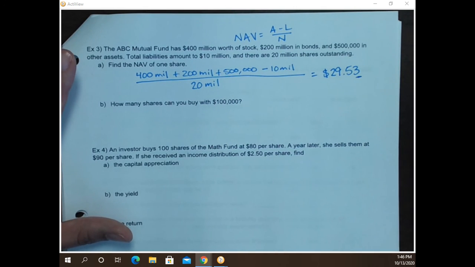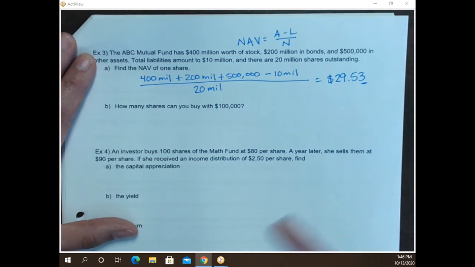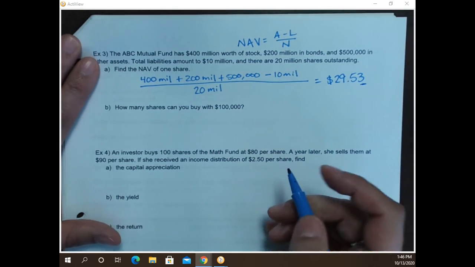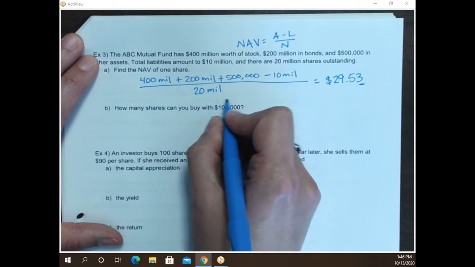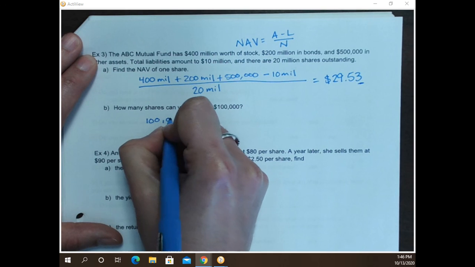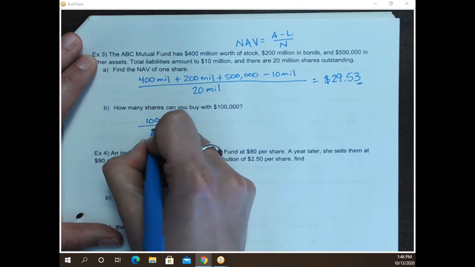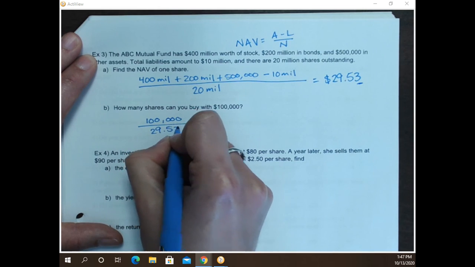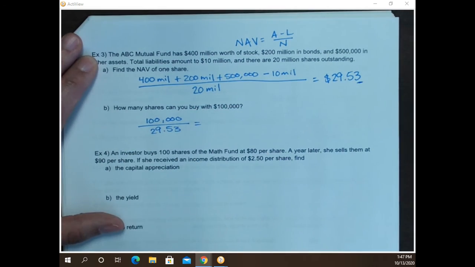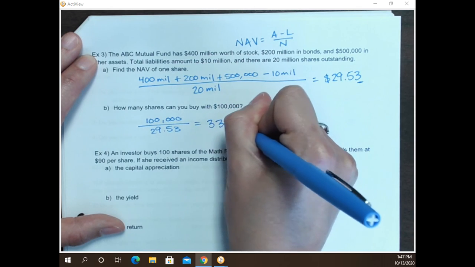The other type of question I'm going to ask you with a problem like this is, if you have this amount of money to invest, how many shares could you buy? So how many shares could you buy with $100,000? Well, we're going to take our $100,000 and divide by the cost per share, $29.53, and that would give us 3,386.96.